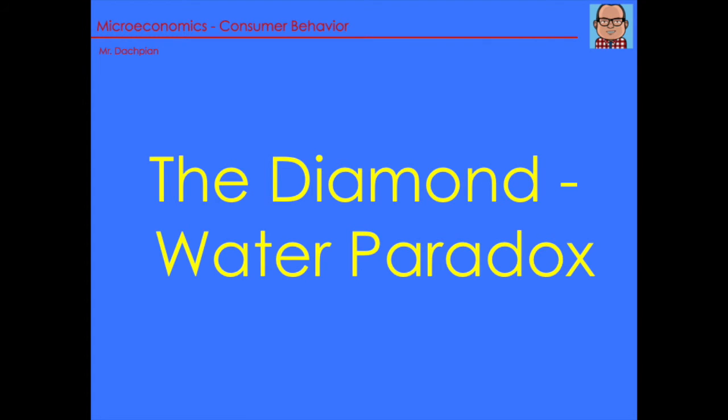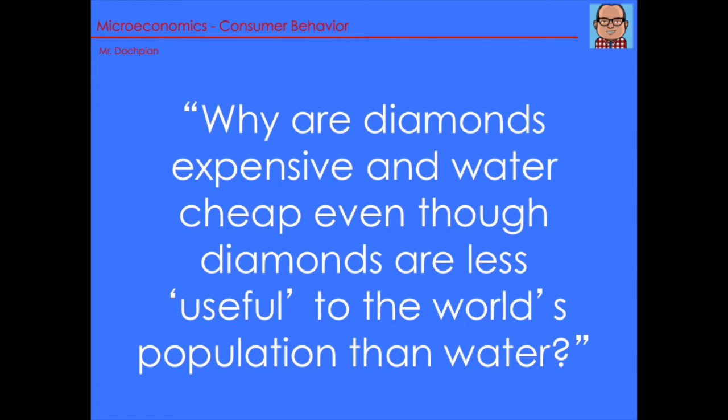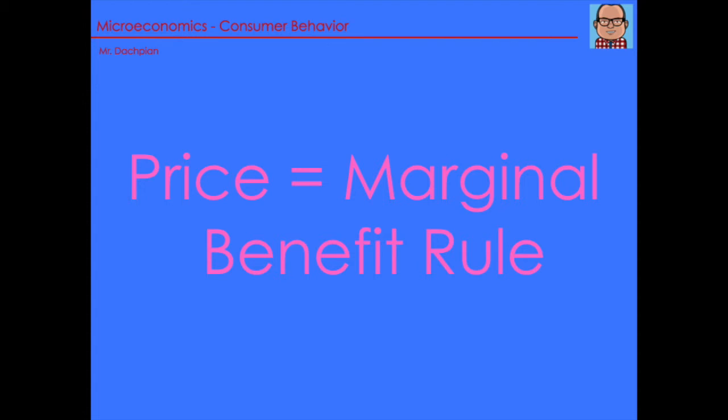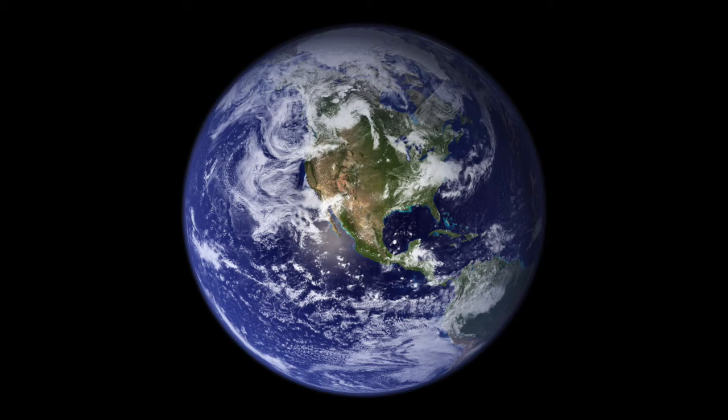The diamond water paradox asks, why are diamonds expensive and water cheap even though diamonds are less useful to the world's population than water? The explanation is, using our price equals marginal benefit rule, we can argue that the price of diamonds is high because the marginal benefit is high. The price of water is low because the marginal benefit of an additional glass of water is low.